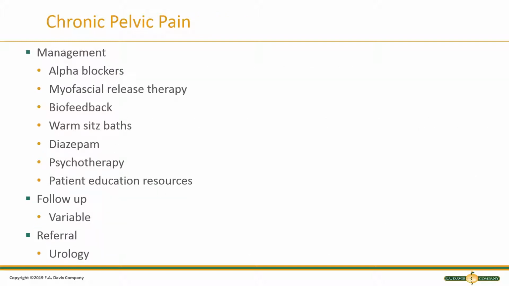Supportive care treatments include alpha blockers to reduce bladder neck and urethral spasms, myofascial release therapy, biofeedback for pelvic floor dysfunction, warm sitz baths, diazepam as a muscle relaxer, and psychotherapy if accompanying sexual dysfunction. Please see page 685 in your text for resources on patient education. Follow-up will be variable based on a patient's need, medication tolerance, and any adjustments. You should also consult urology.